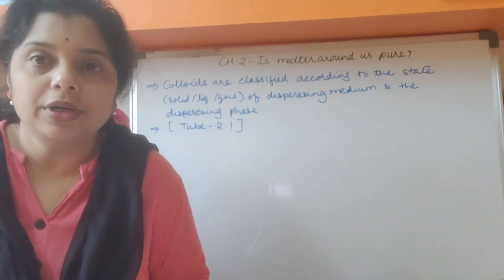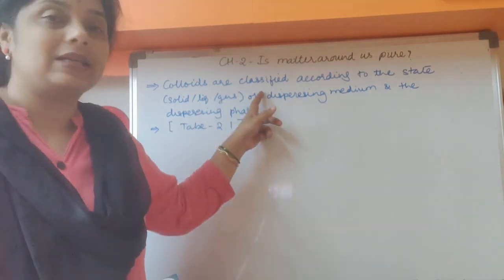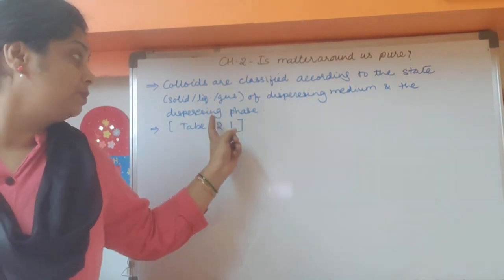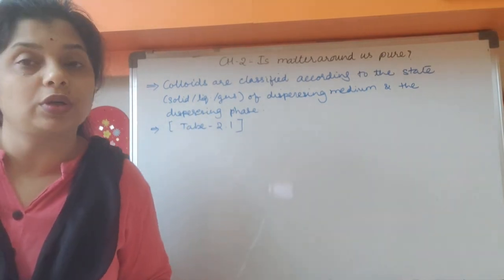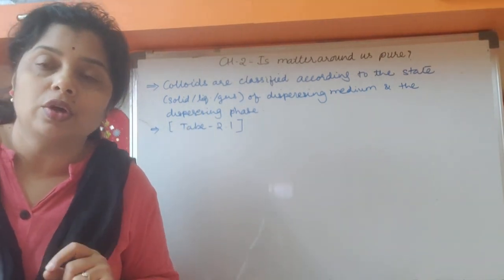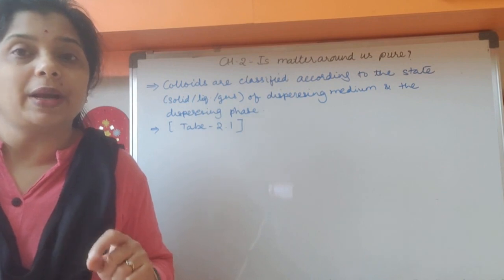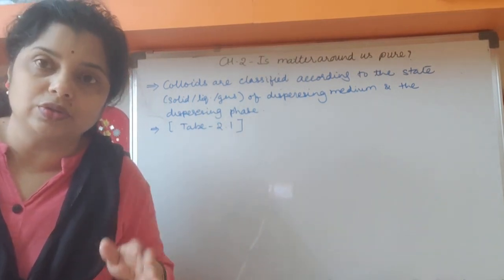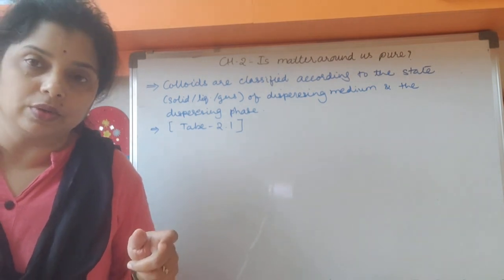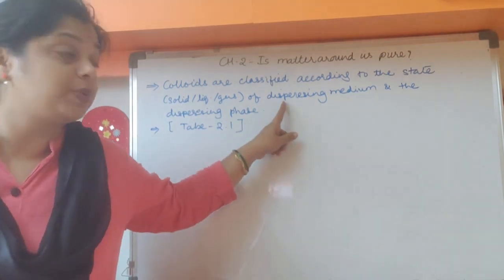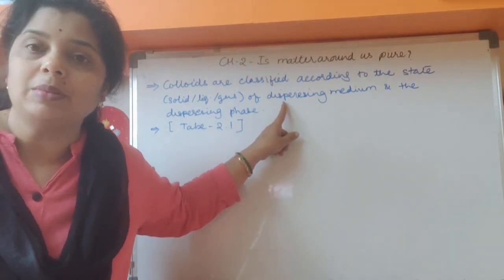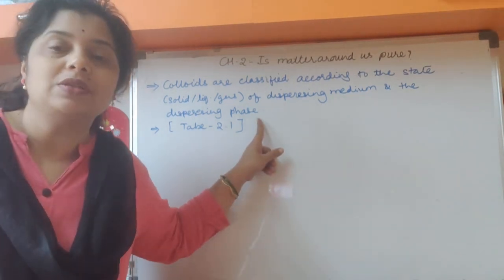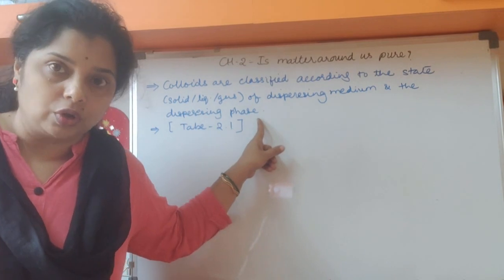Okay, now colloids are classified according to the state of the dispersing medium and the dispersing phase. What does it mean? The classification of colloids depends upon the physical state. Physical state means either solid, liquid or gas. Okay, the physical state of the dispersing medium. Dispersing medium here means the solvent, and dispersing phase means the solute.